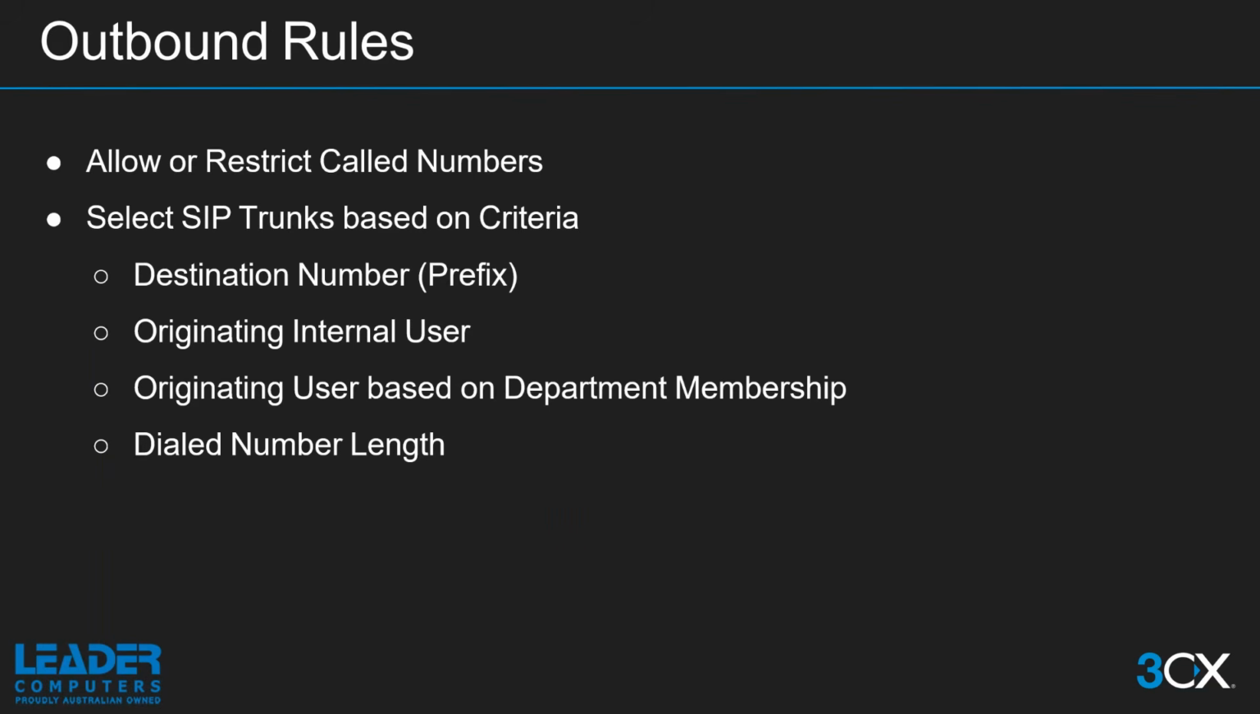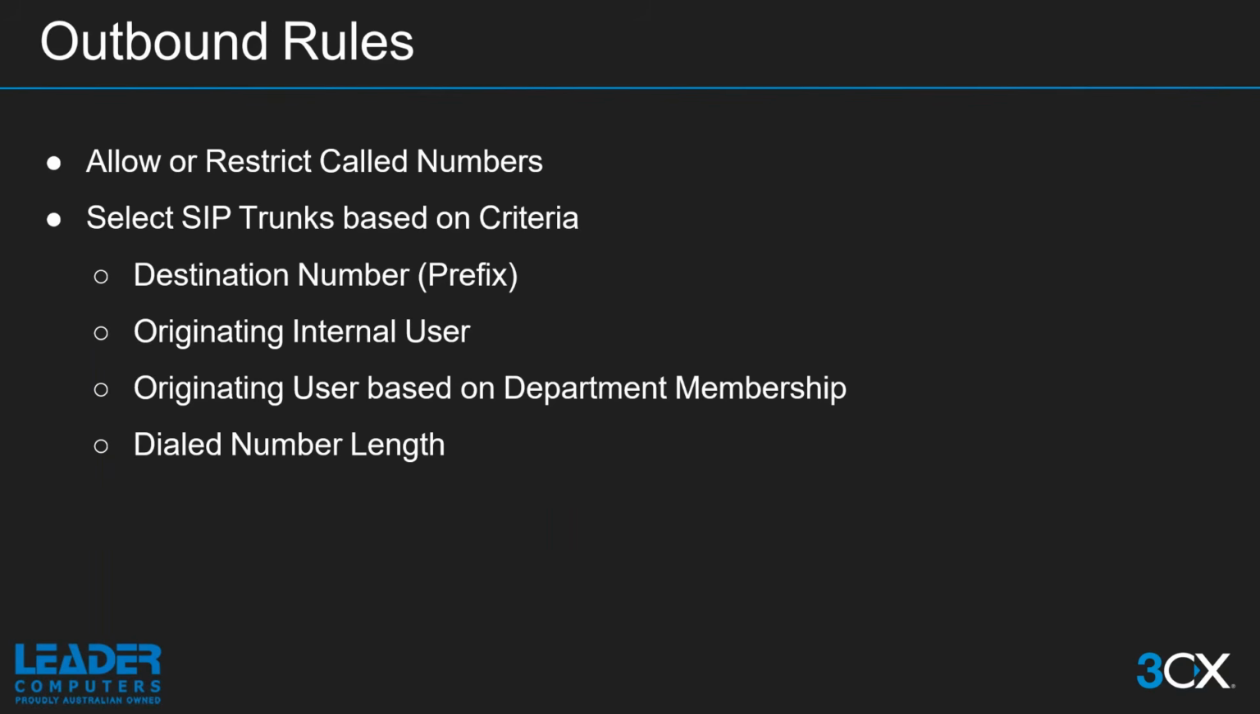So outbound rules. After you have configured the SIP trunk, you need to create or amend an outbound rule to allow extension users to make calls using it. So what are the rules? Basically, it defines how your calls will be pushed out of the 3CX to the provider. Outbound rules are mandatory for 3CX to push a call out. If you don't have any outbound rules, you cannot make any outbound calls at all.